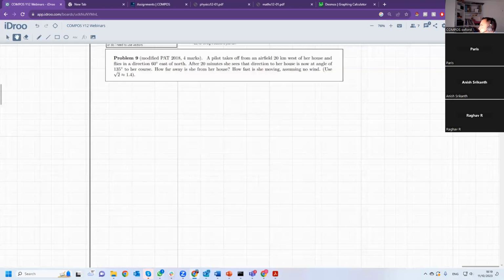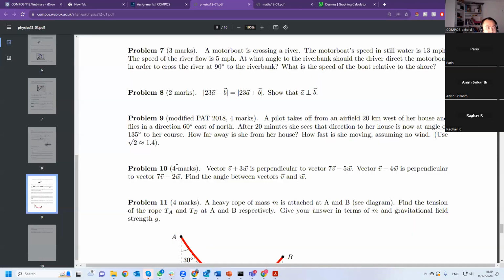For problem 8 in the physics, what is the symbol between vec A and vec B? I've looked everywhere and I don't know what it is. For problem 8, perpendicular. That is the symbol for perpendicular.